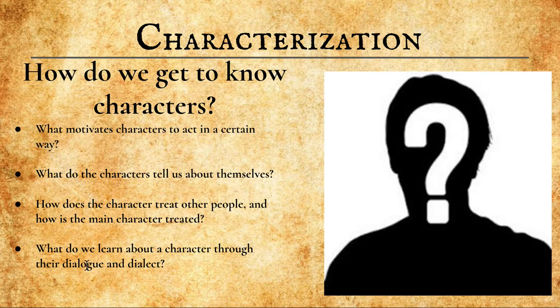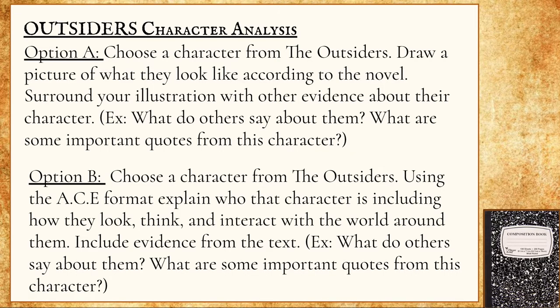All right? So what we're going to do today is do a deep dive on a character in The Outsiders. We're going to examine the characterization of one character of your choosing. And in order to do that, you've got options. There's 2 different ways you can do this. The first way is that you can choose a character from The Outsiders. Choose a character that we know pretty well, that's been discussed a little bit, and there's a good amount of information on. And you're going to draw a picture of what they look like according to the novel.